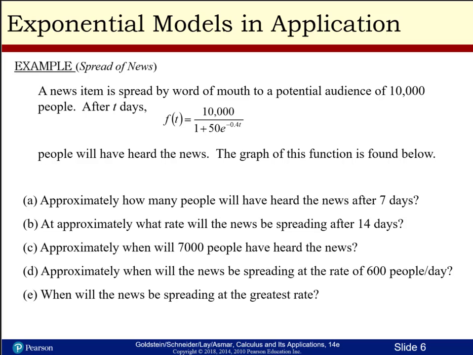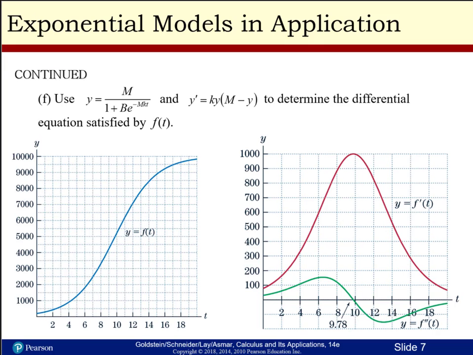Another calculus question. The last question that we're going to answer is, we're going to use y equals M over the quantity 1 plus b e to the minus Mkt, and y prime equals ky times M minus y, to determine the differential equation satisfied by f of t. Here we have our f of t function, we have our first derivative, and then our second derivative functions.